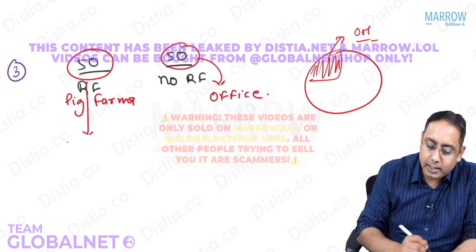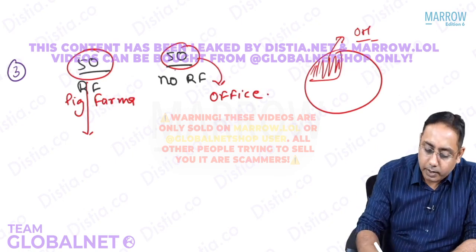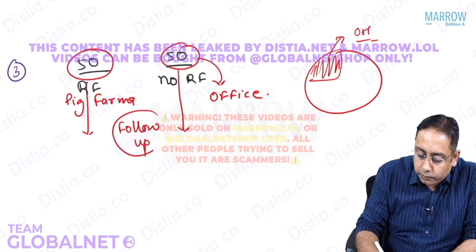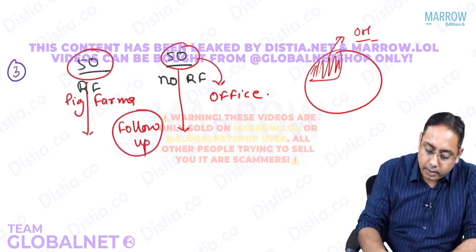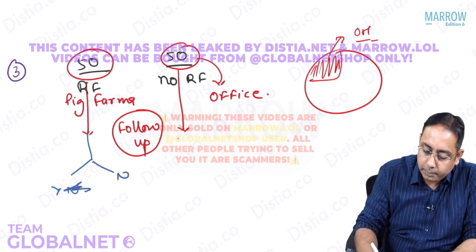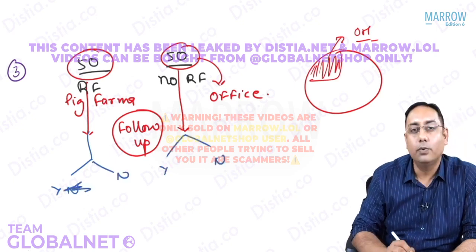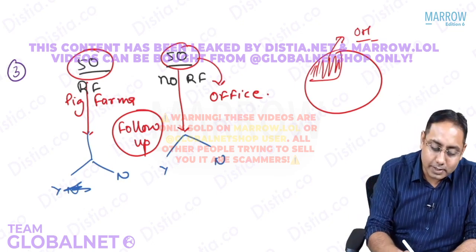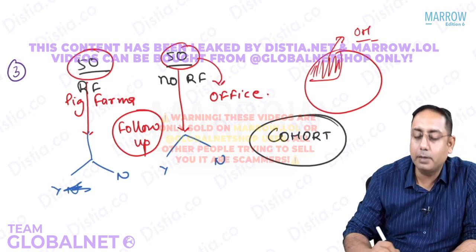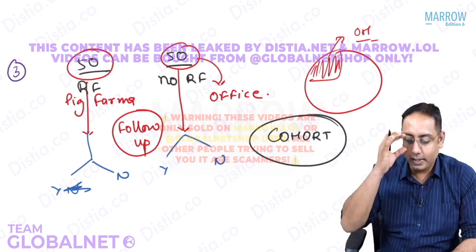Now let us say I follow them up. What will I do? I follow them up, and then I find out how many people got the disease and how many did not. What type of study is this? Beta, this is a typical example of a cohort study.